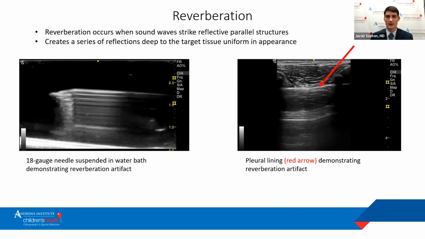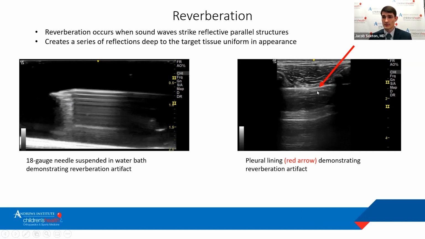So on the bottom left image here, we have the 18 gauge needle in our water bath that we showed earlier that demonstrates excellent reverberation artifact. Once the needle is parallel to the probe, you get the initial image of the needle, and then you get this reverberation. It's uniform, similar in appearance, pretty much follows the same exact spacing and pattern. And all this is just reverberation artifact from the machine not being able to understand exactly what's going on there when the sound waves are being absorbed and reflected.